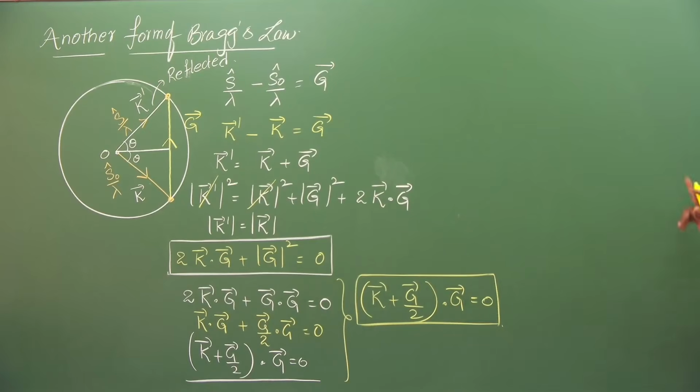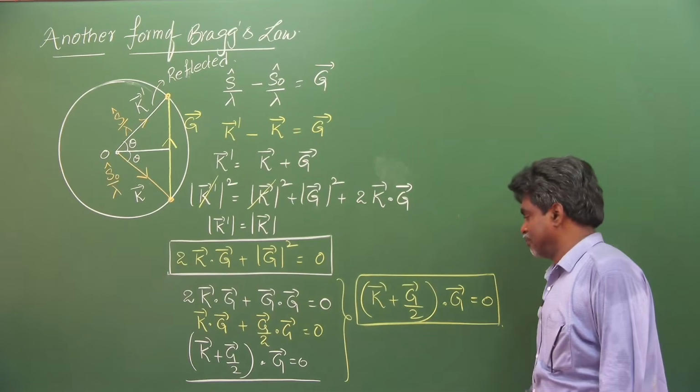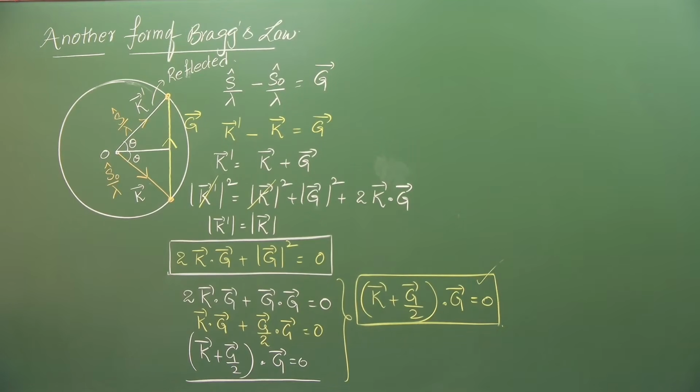Because that is the half G by 2. What is this called? A vector form.